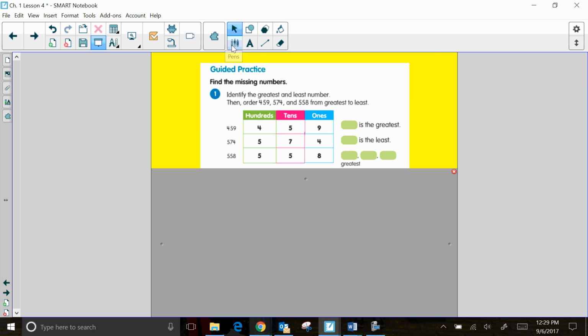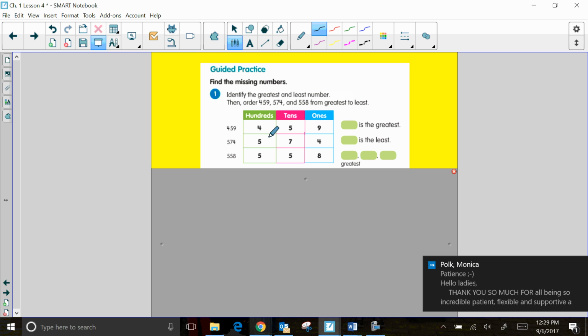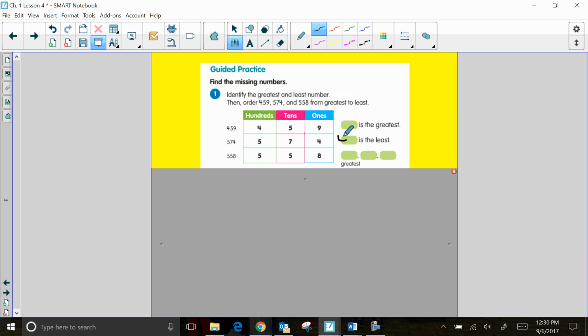For some practice, we're going to identify which numbers are greatest and least. Then we're going to order them: 459, 574, and 588. Looking here, we've placed our numbers in our hundreds chart, and I'm looking for the number greatest to least. So I'm looking for my biggest number first. Looking in my hundreds place, I notice that 459 is the smallest or least number. So that would go over here where it says next to least. That's the smallest.